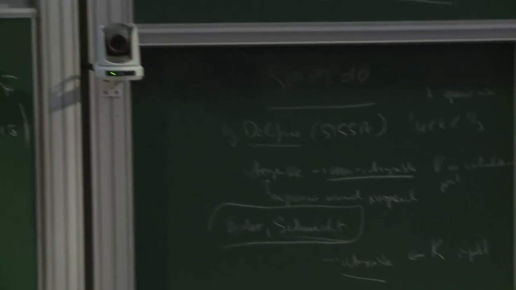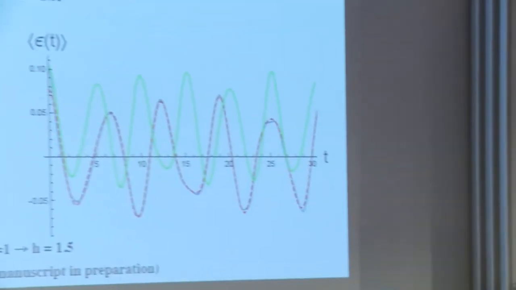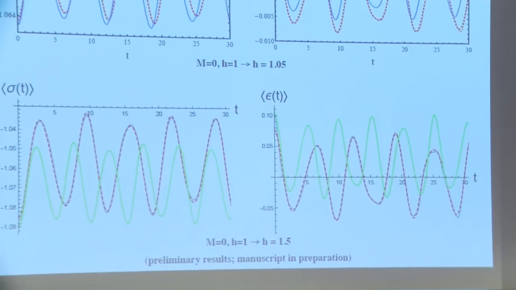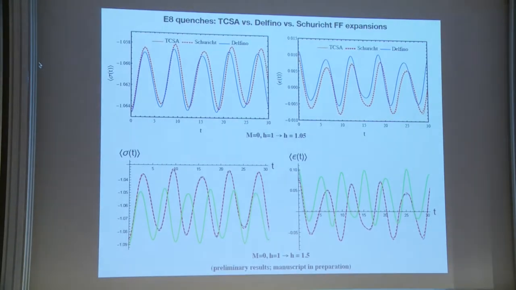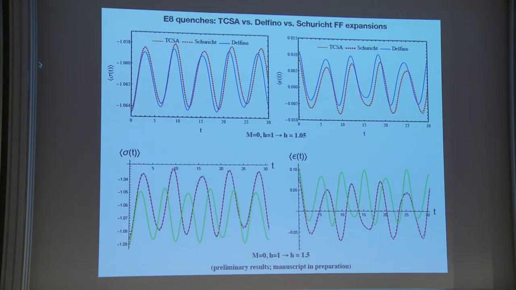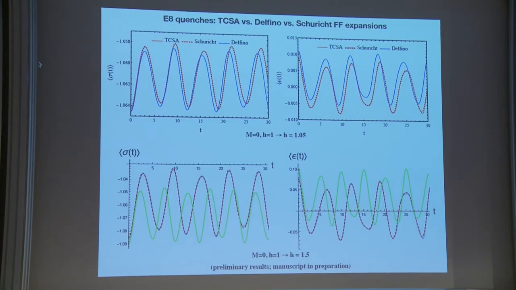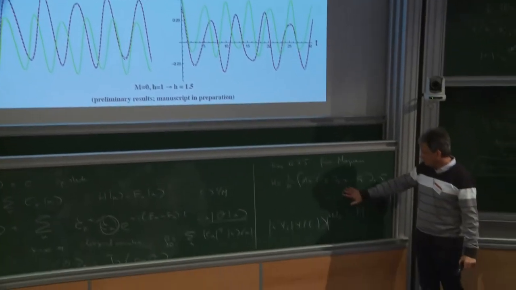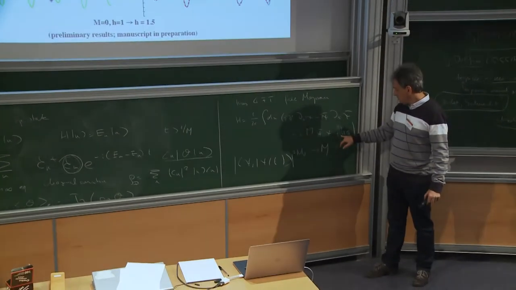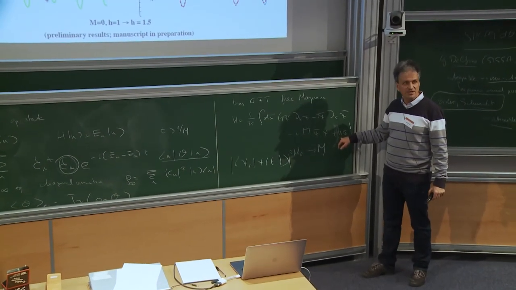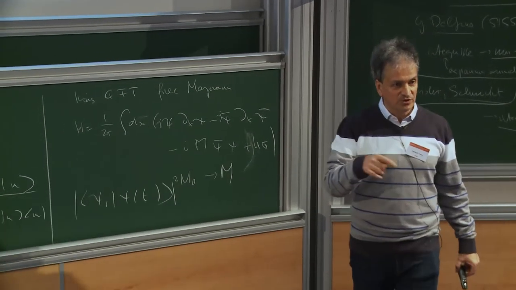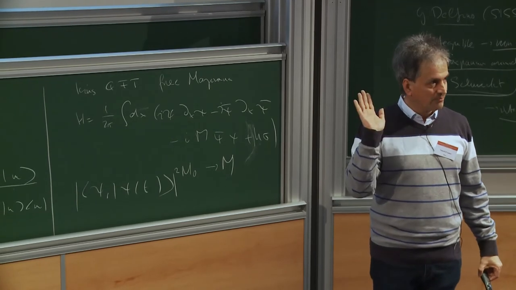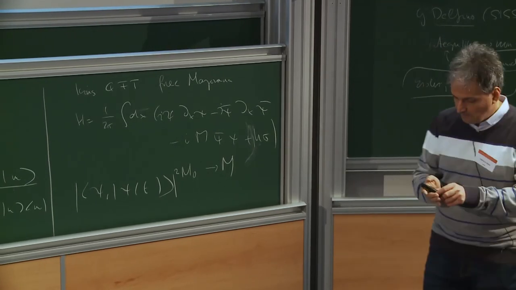So we did the calculation of so-called E8 quenches. And here is what we have. E8 quenches are quenches in this theory, which are already much different from this. M is 0. We are taking H. That's the famous E8 integrable model of Zamolodchikov. And we are quenching in H. So pre-quench and post-quench are both integrable. Both methods are applicable to this.